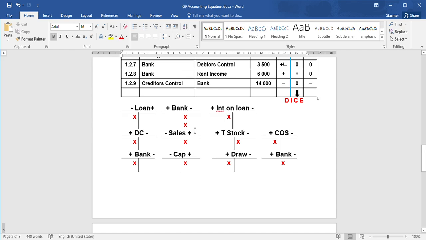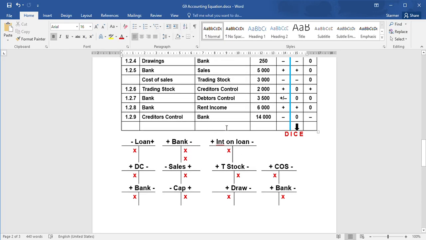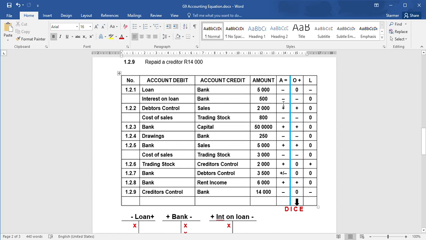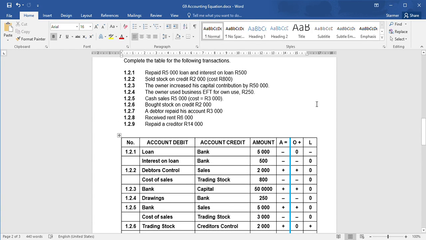Then to fill in the table, which account has the X on the debit side? It is interest on loan. And the X on the credit side is bank. Bank is an asset going down, so you put a minus under A. You've got less money at the bank. Interest on loan is an expense. Any expenses decrease owner's equity. This owner's equity here is the worth of the business. The more your expenses, the lower the worth of the business, and nothing happens to liabilities, and so you put a 0 there.